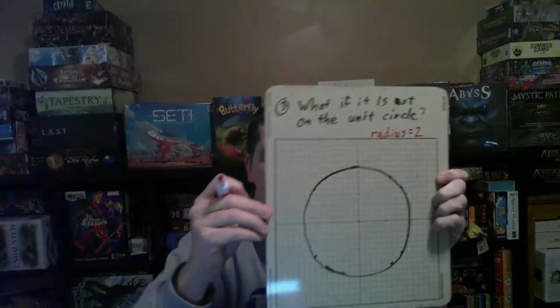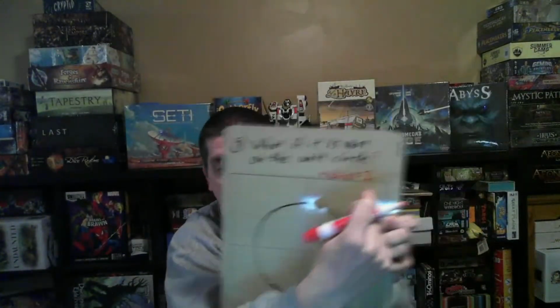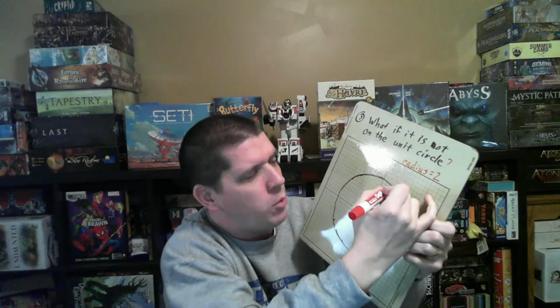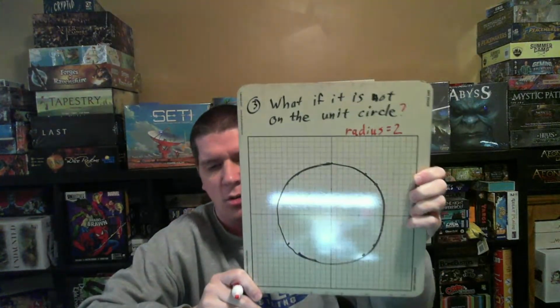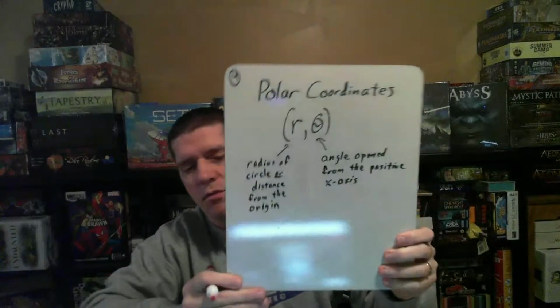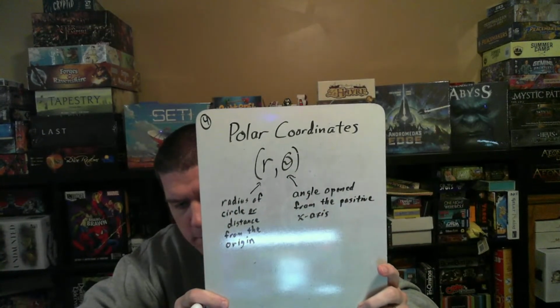What if we have a circle with a radius of 2, and we want to start identifying points that exist on that circle? Well, to help us do that, this is where we can start using this idea of r comma theta, where we have these polar coordinates.